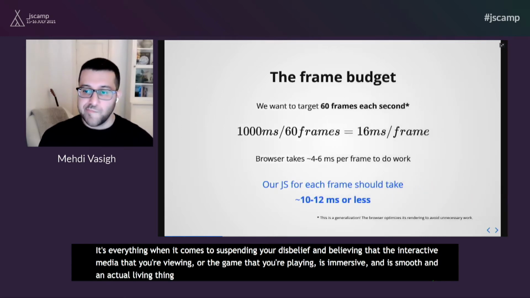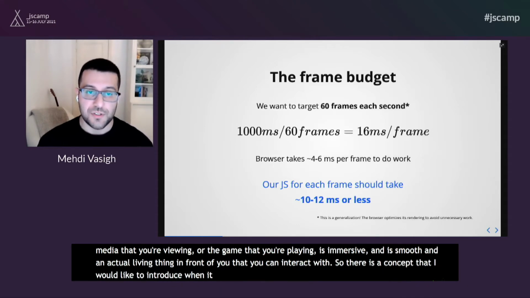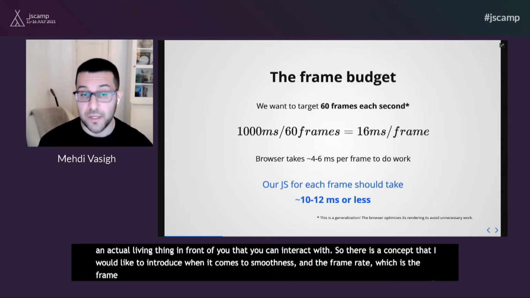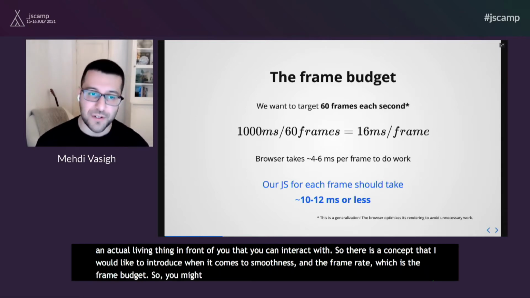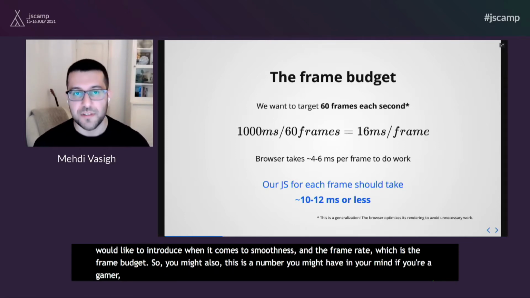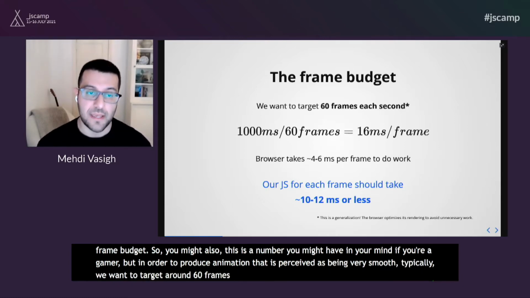There's a concept I'd like to introduce when it comes to smoothness and frame rate, which is the frame budget. You might have this number in your mind if you're a gamer, but in order to produce animation that's perceived as very smooth, we typically want to target around 60 frames of animation per second, and we want to keep that as stable as possible.